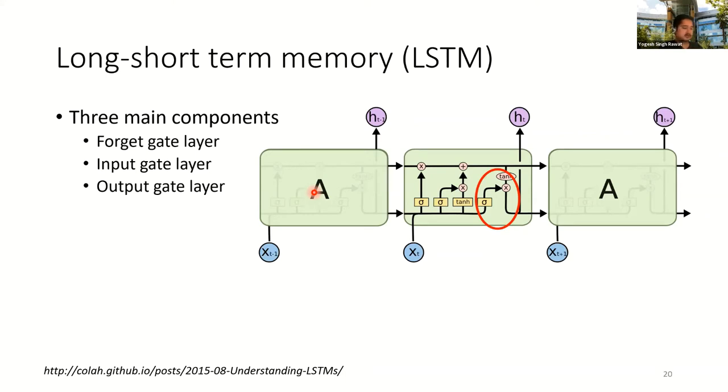So let me give you some examples. For example, let's say you are doing frame-wise video action classification, okay? And you have the current frame. So for example, let's say you have a video where the activity is person standing.